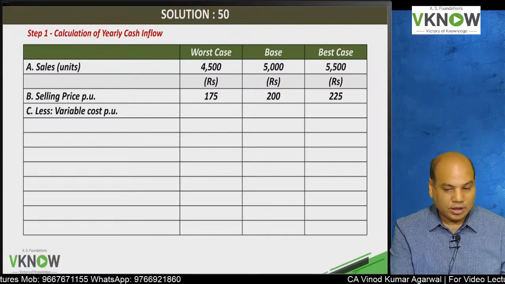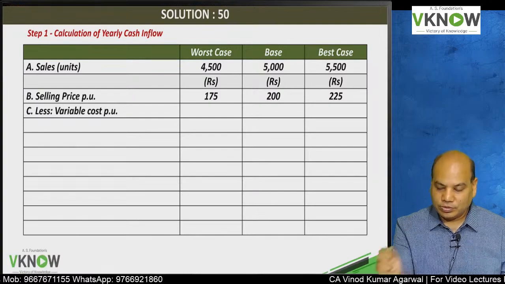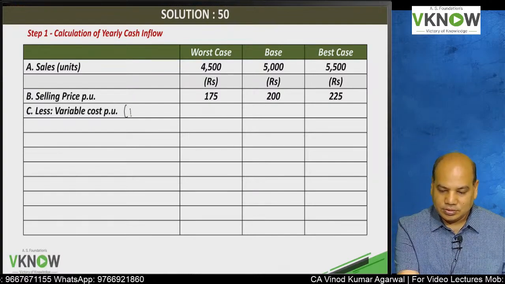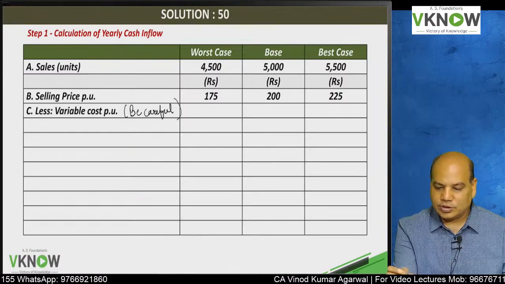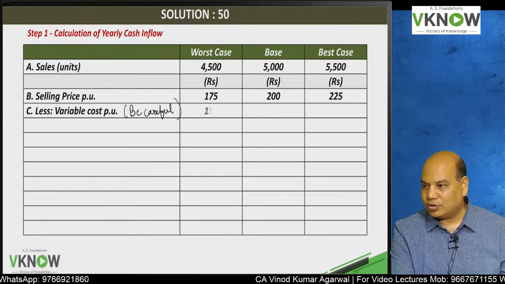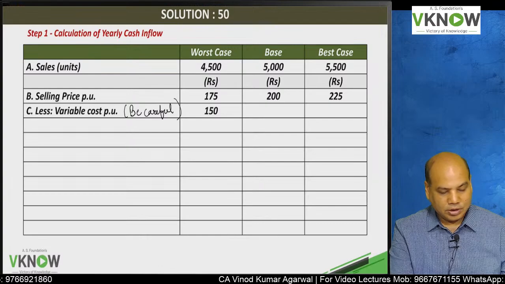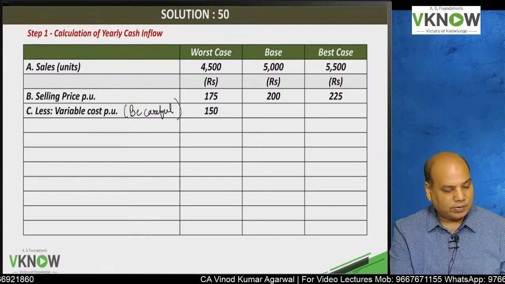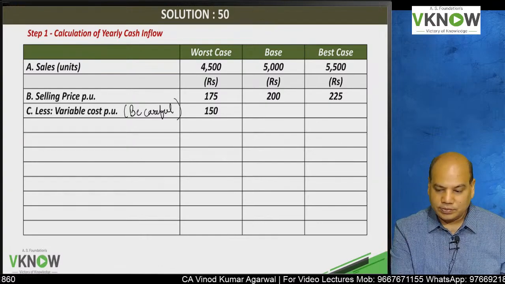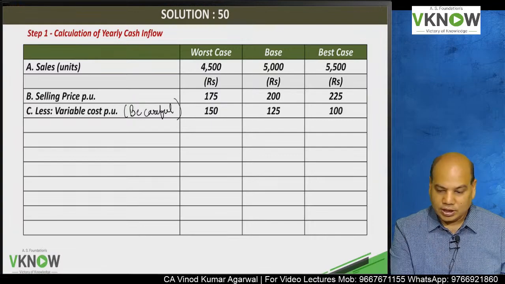Variable cost. Now here we have to be very careful. Okay, here write down, be careful. Don't follow the sequence of the question. You write 150. If it's a worst case, variable cost will be highest, 150, then 125, 100.